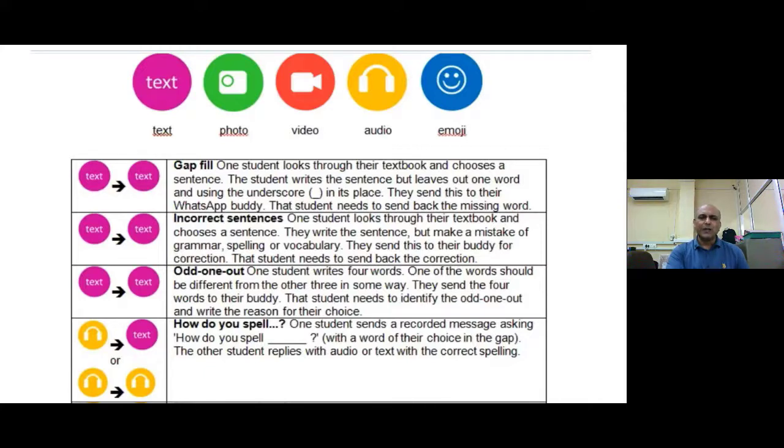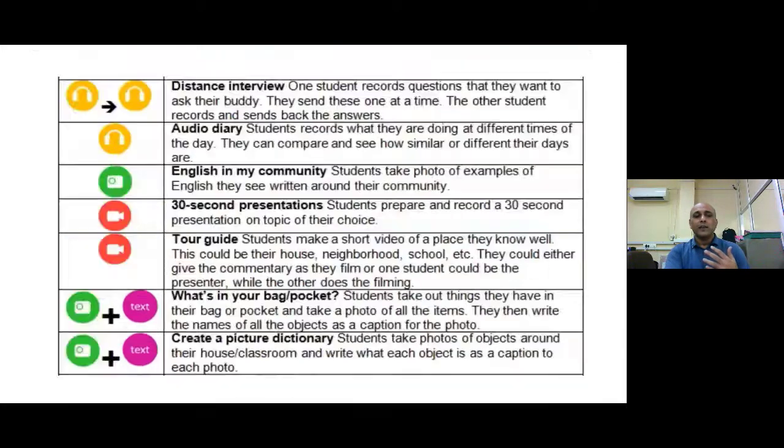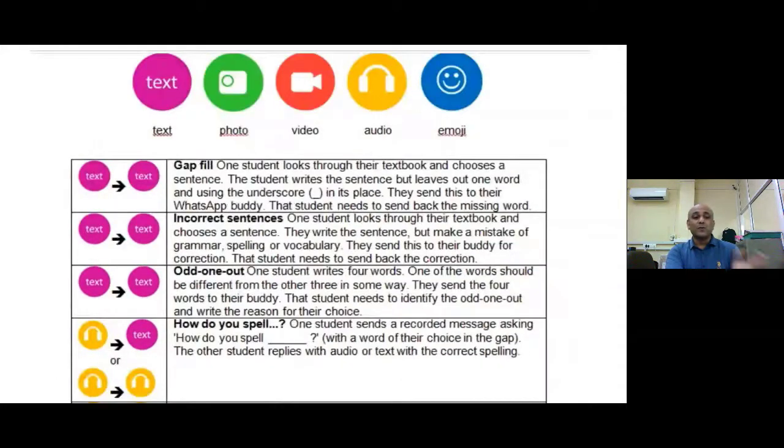How do you spell can be an activity. Now this is audio and text, both are possible. One student sends a recorded message, how do you spell, and then leaves a word, and the other person gives an answer in text or in audio. This exercise is also possible in audio, a two-way audio exercise. The question is asked in recorded audio, and the response is also given in recorded audio.